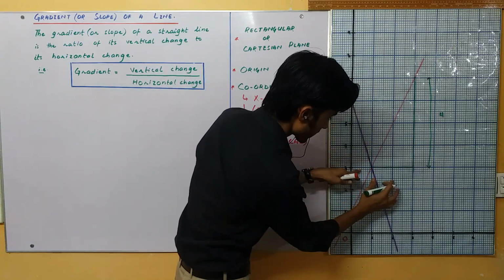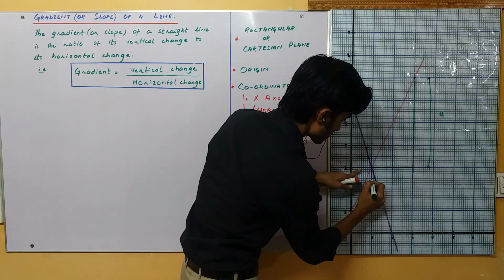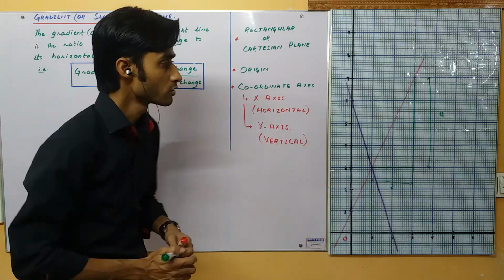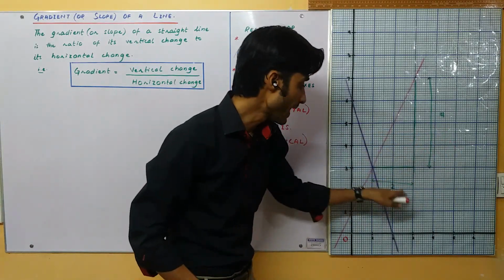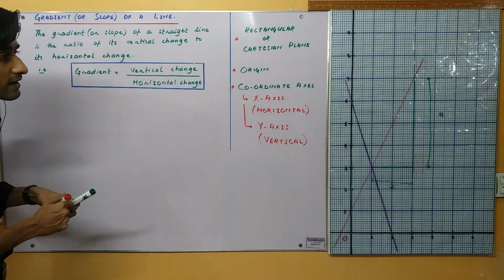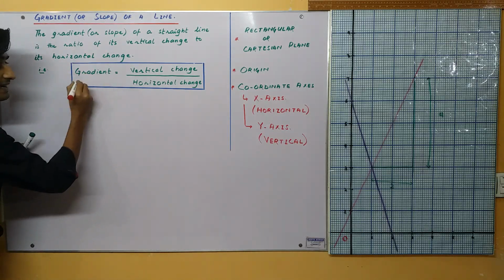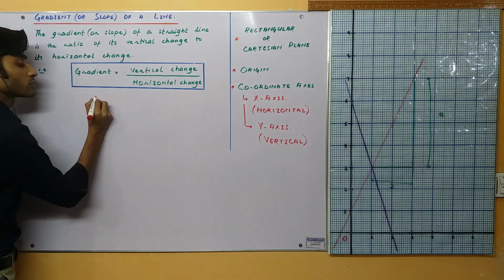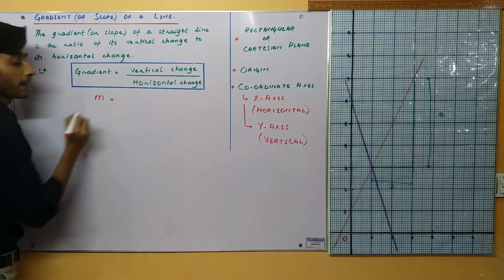And how much horizontal change is there? This is the point, okay? 1 and 2. Horizontal change is how much? 2. This is the horizontal change. Okay? So the vertical change of the line is 4 and the horizontal change of the line is 2. So for this particular line, the slope, gradient or slope is the same thing. The variable that we used for mentioning the gradient is small m.